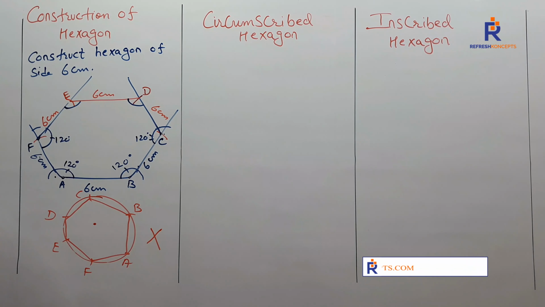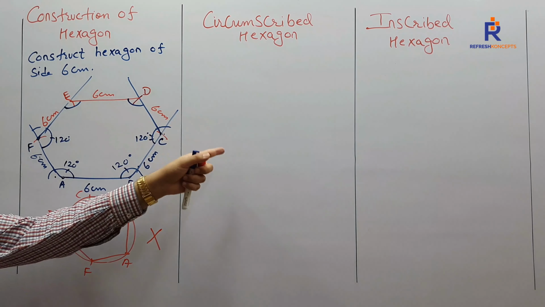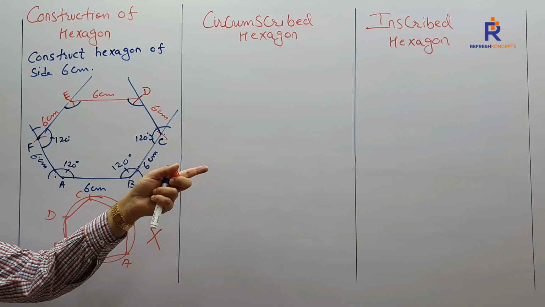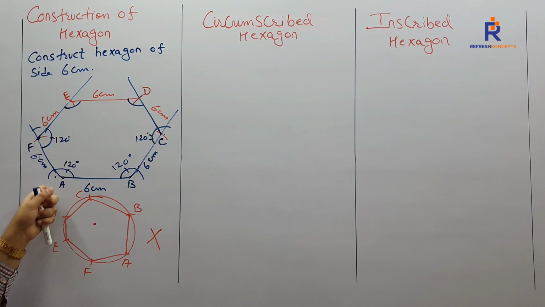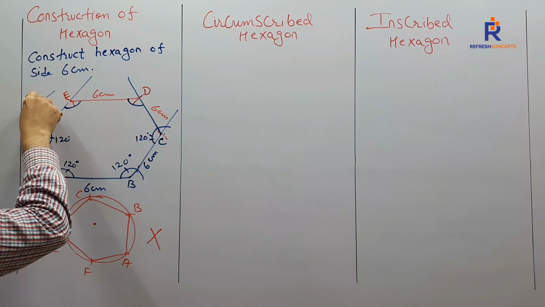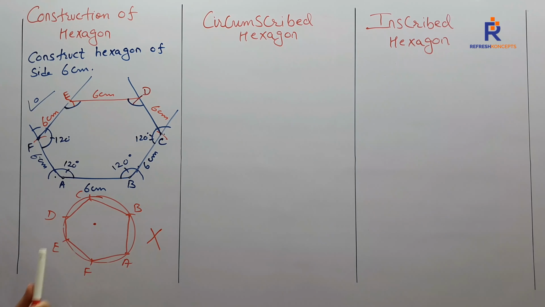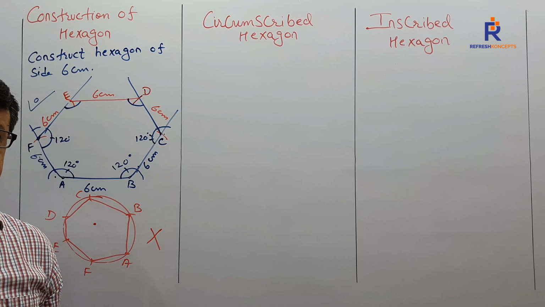Yes, there are many textbooks which keep on saying there are some 2-3 ways for circumscribed hexagon and inscribed hexagon, but I shall prefer this way. For construction of hexagon, the only way is this, and not this. Right? Let's go for circumscribed hexagon.